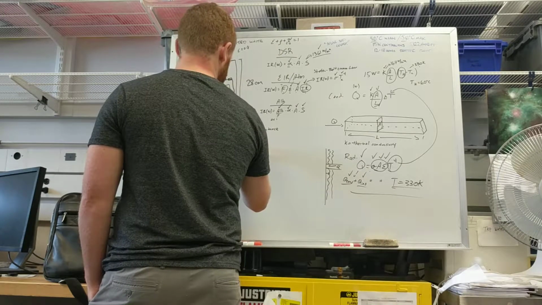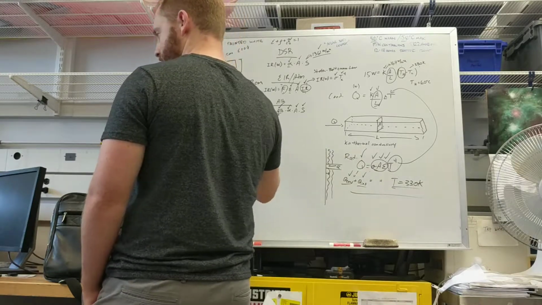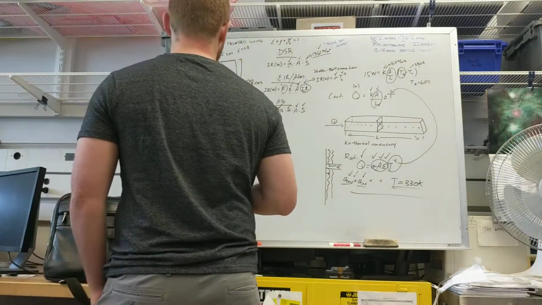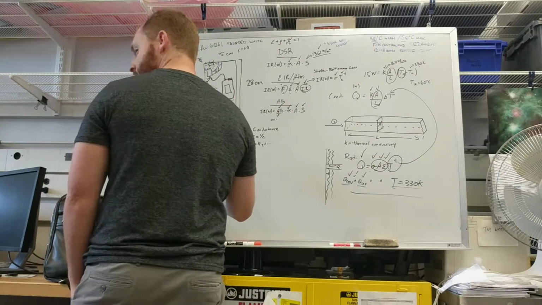If you're in series, R total just equals R1 plus R2 plus dot, dot, dot. And in parallel, you add the inverses, right? That's why you're doing these bunches of calculations.